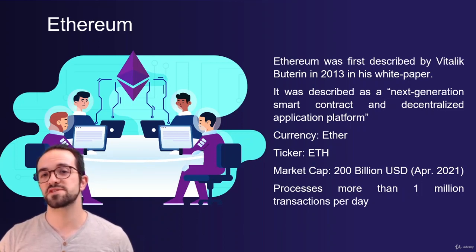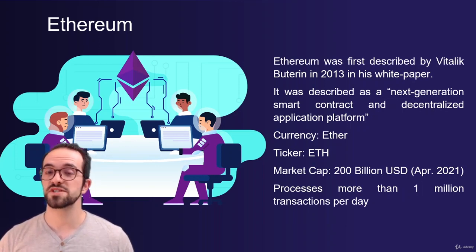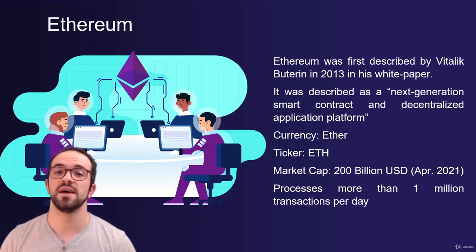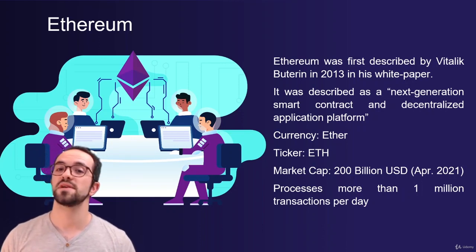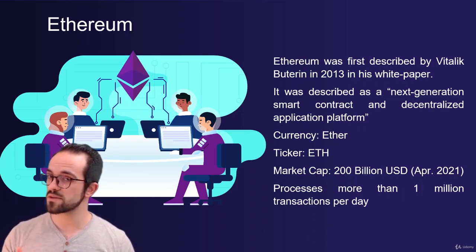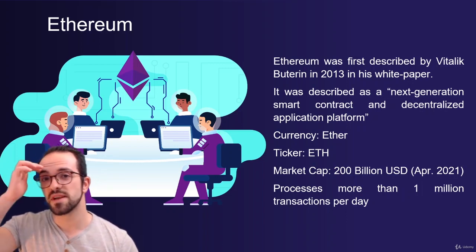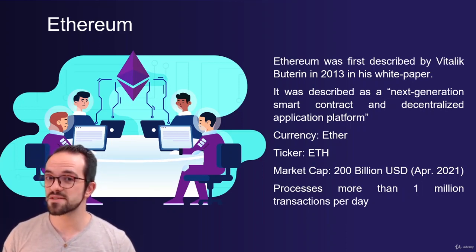So Ethereum was first described by Vitalik Buterin in 2013 in his white paper, where it was described as a next-generation smart contract and decentralized application platform. Ethereum has its native currency called Ether, ticker symbol ETH, which we are going to see later, and which has a market cap around $235 billion in March 2021. Ether is used both for transactions and used as a currency to reward the miners for their work through the transaction fees that are paid by users in smart contracts.